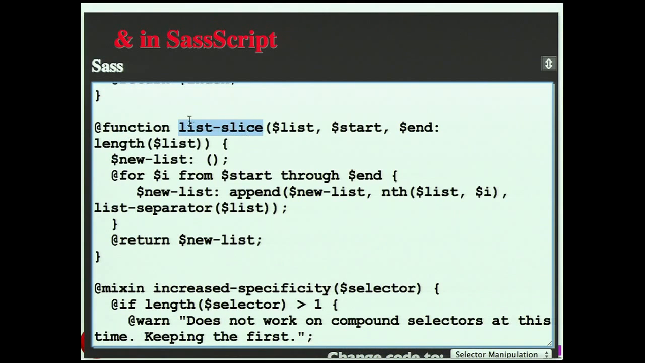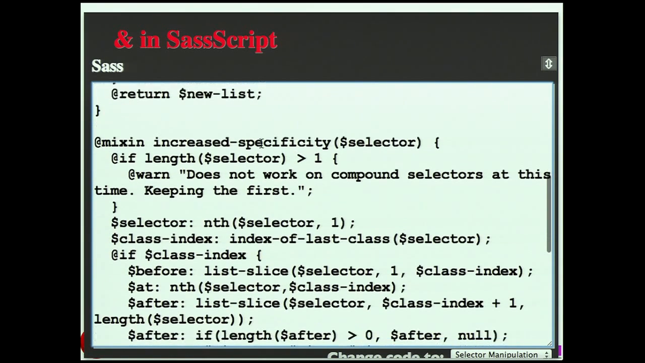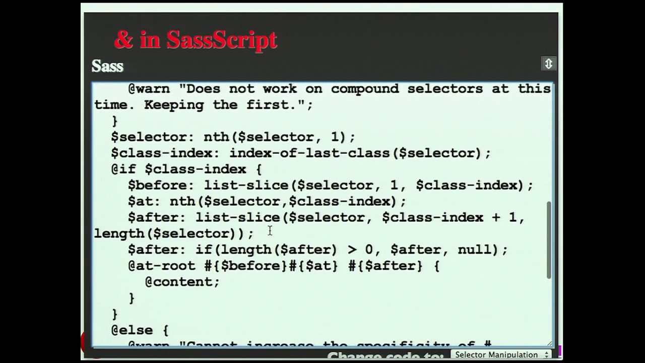And so this is a really crazy function I wrote that can find the last class in a selector. So this is a function that goes through your selector, finds the last class. This is a function I think I'm going to add to Sass because I have to keep defining it in all these examples. It just cuts the list up into pieces. And then we're going to define a mixin that increases the specificity. So basically, it's going to find the last class, and when it finds it, I'm going to double it up, and then keep going.